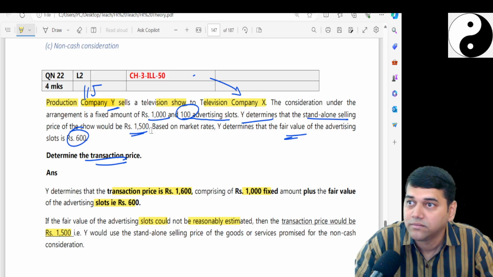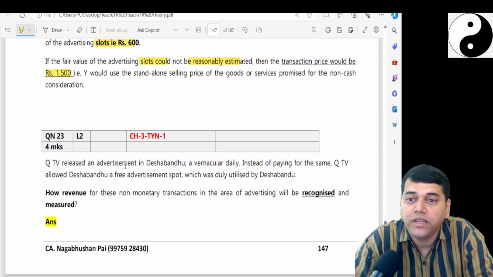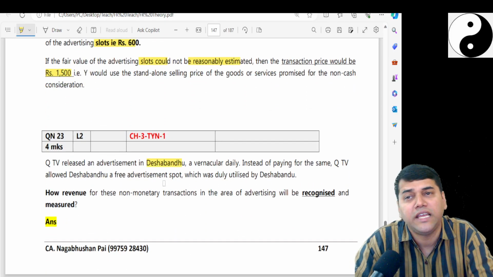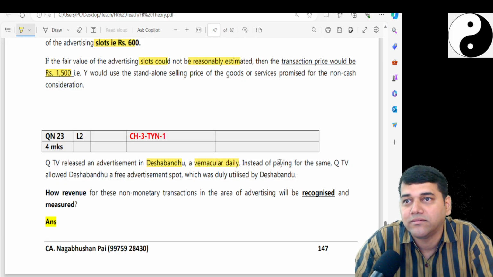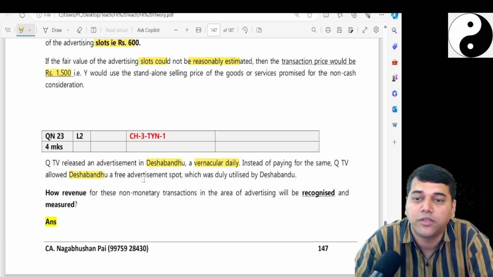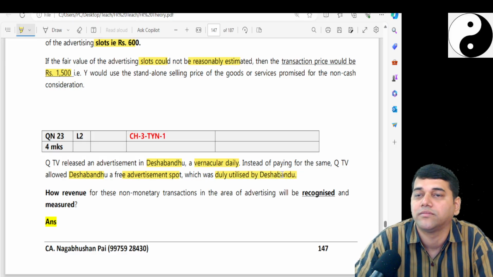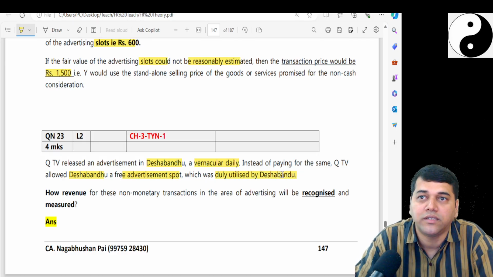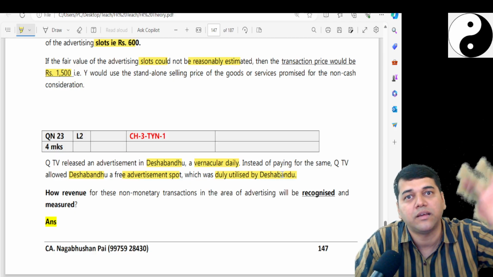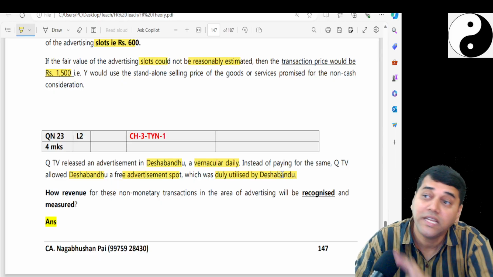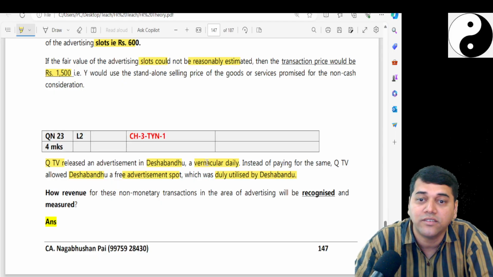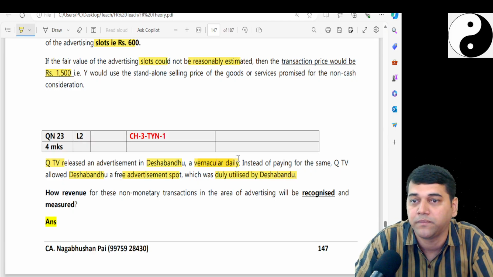Perfect, very clear. Now QTV released an advertisement in Deshabandhu, a highly probable question in the exam. A vernacular daily. Paying for the same, QTV allowed Deshabandhu a free advertisement spot which is duly utilized by Deshabandhu. Now this is a transaction between, say for example, Vijayavani TV. One is your TV, another is your vernacular, meaning your newspaper.